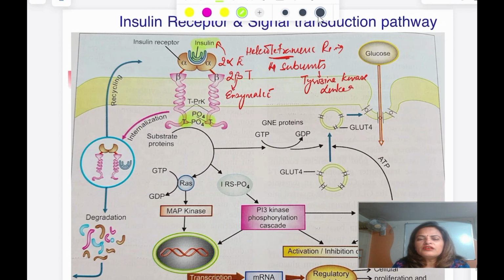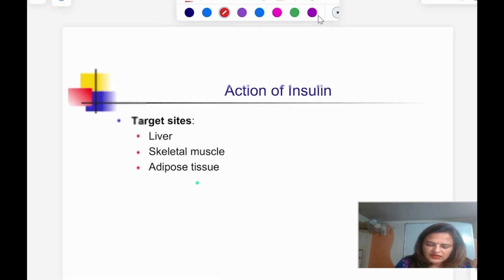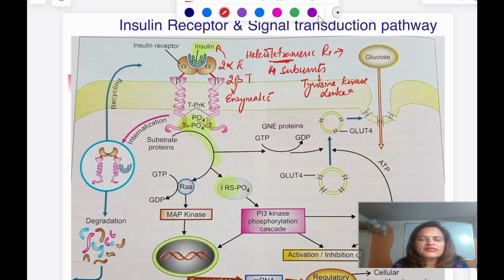Once autophosphorylation happens, it is going to cause the phosphorylation of various other proteins. Most important here is the insulin receptor substrate, not protein, insulin receptor substrate. The insulin receptor substrates are present at various sites. There are many types of insulin receptor substrate depending on the tissue, so it varies from tissue to tissue. Once this gets phosphorylated, it is going to cause the phosphorylation of many other things.